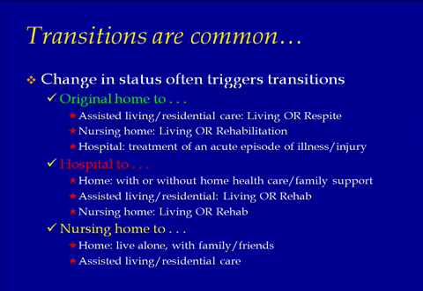So the take-home message is transitions are increasingly common in today's world. Changes in status often trigger these transitions. And so people are moving from their home, meaning the house that they lived in most of their life, to an assisted living or residential setting, a nursing home, or a hospital. And from the hospital, they could be returning back to their home, the assisted living or a nursing home, or they could be going to a rehab center, or they could be going to live with their family member for a short period of time and then return to their home.